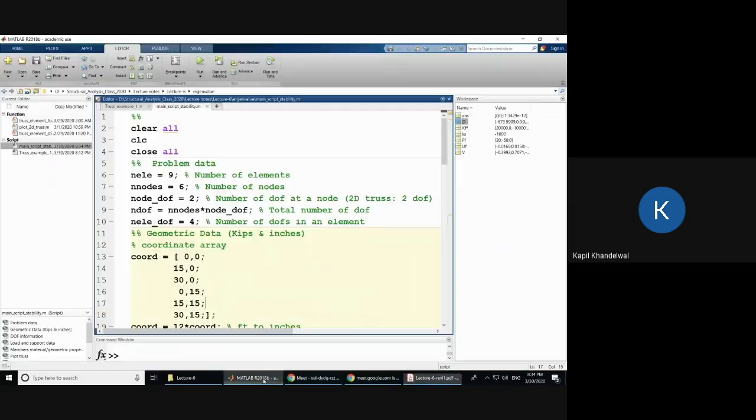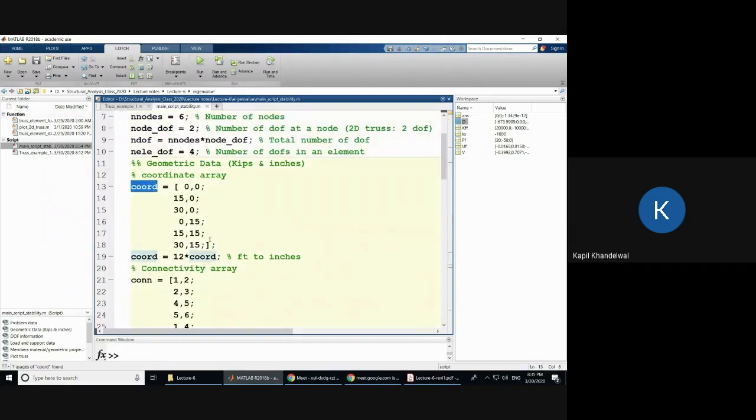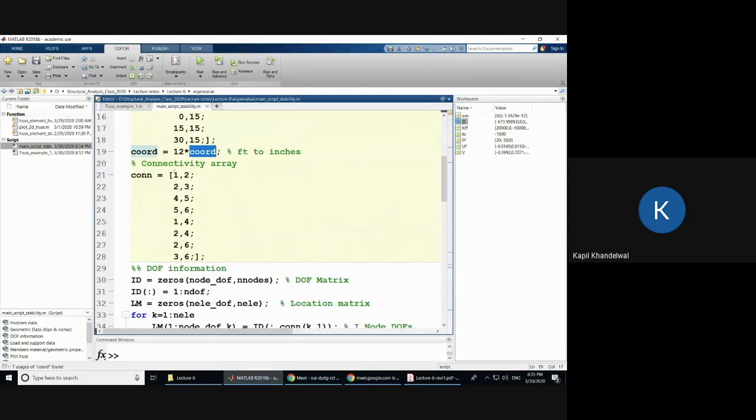So if I go back to my problem here, the number of elements is 8. So NELEM is 8, and the number of nodes is 6. And these are the coordinates. So I've defined the coordinates for every node. And this 12 is to convert from feet to inches. And this is the connectivity.